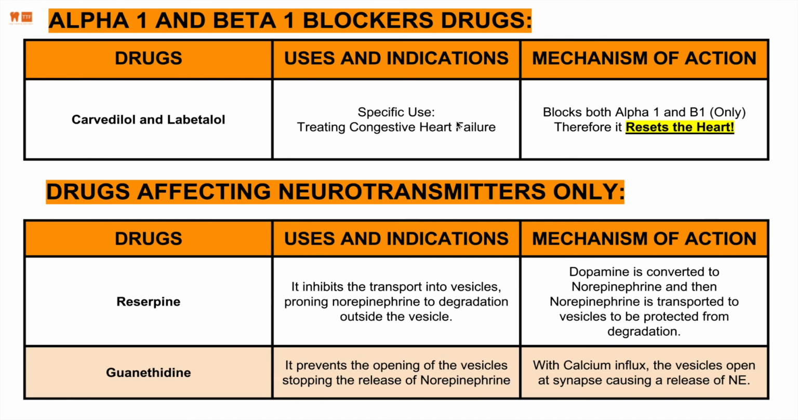Now, hang on a second. This is weird. Congestive heart failure means the heart has already stopped. Then why would we use blockers to stop the heart again? Well, because the fun fact is that it resets the heart. What does that mean? Well, think of it this way. In congestive heart failure, all the receptors of the heart are down, right? Unless there are some remaining. What these blockers do is they go around and stop all the heart receptors even more.